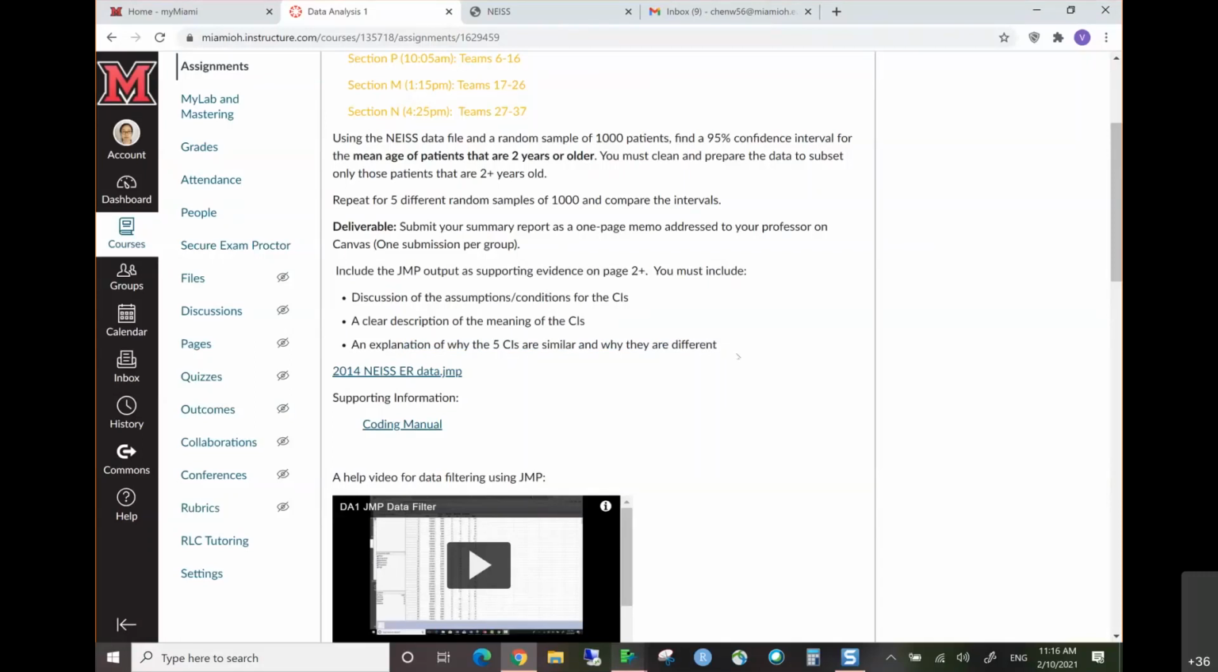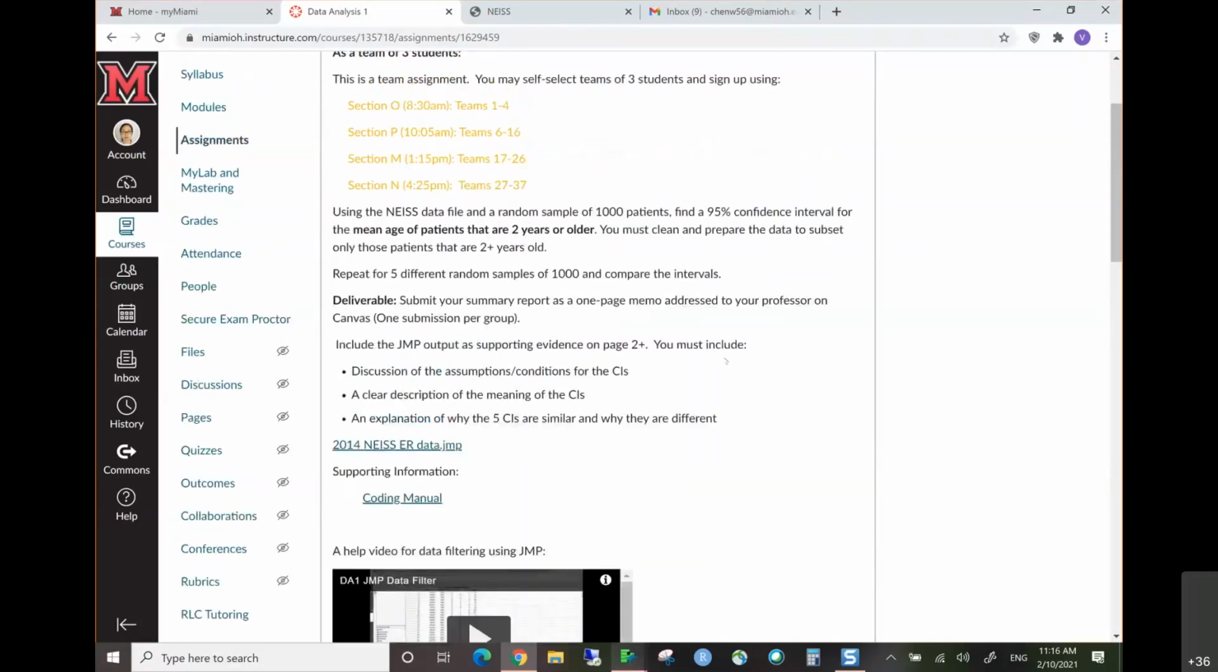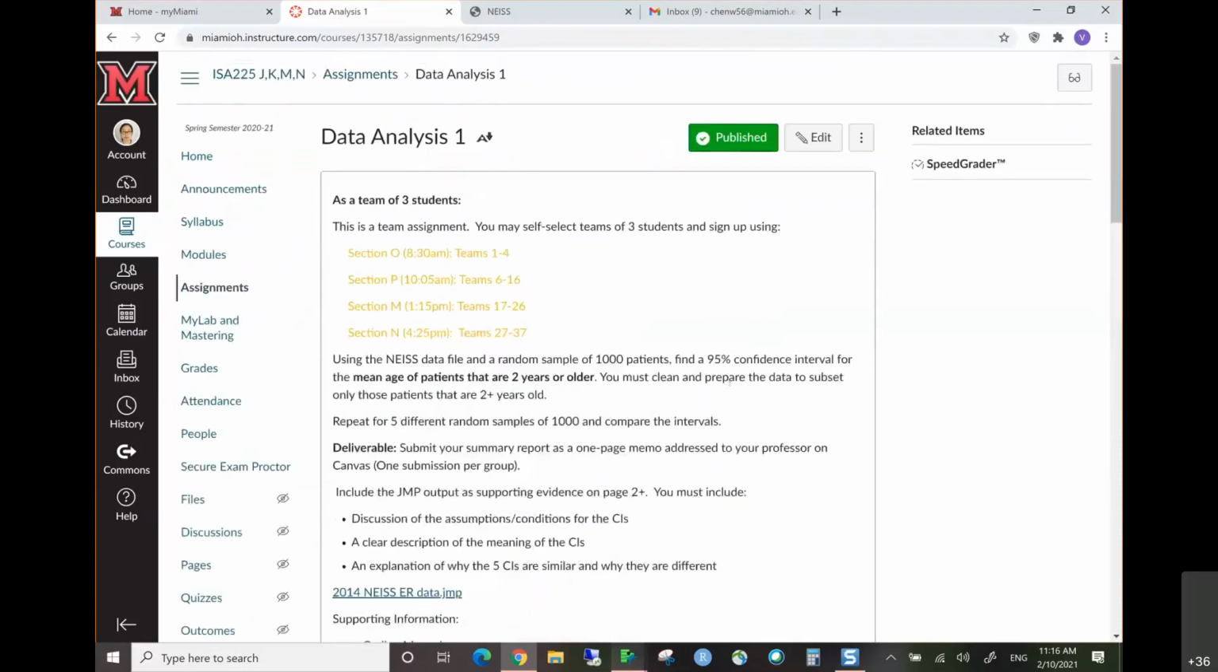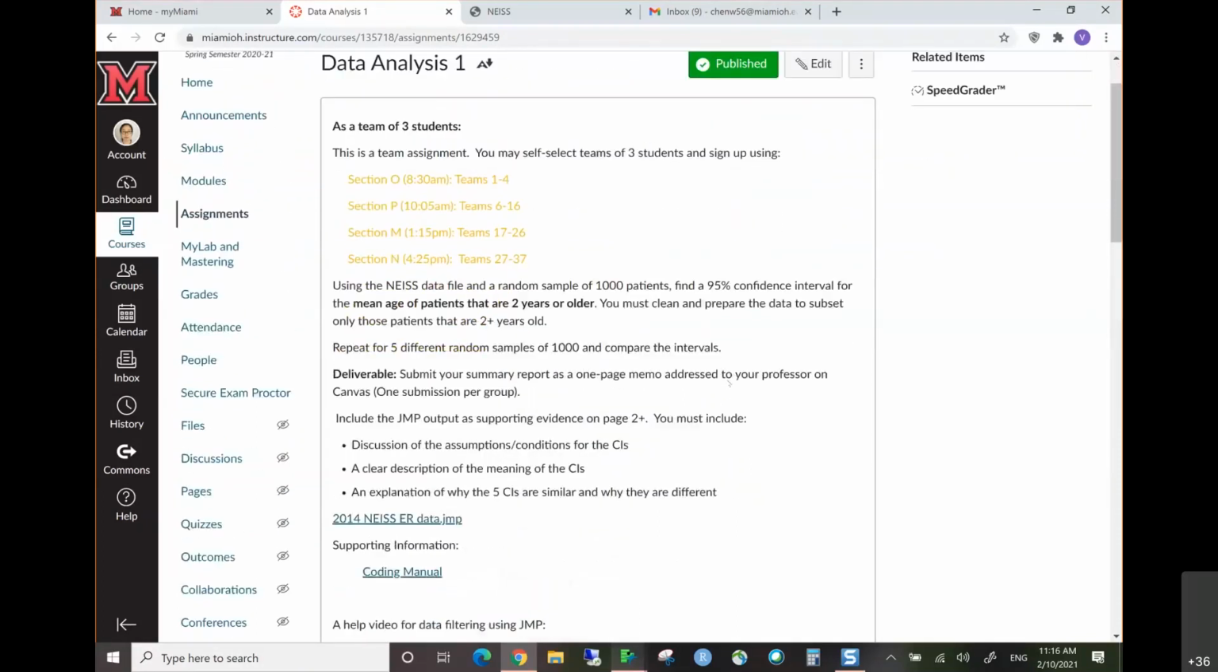And for each group, I will assign three team members, and I will randomly set a team leader. The team leader should submit your data analysis 1 file to this assignment. So only one person sends one submission, and the others don't need to submit this data analysis one.